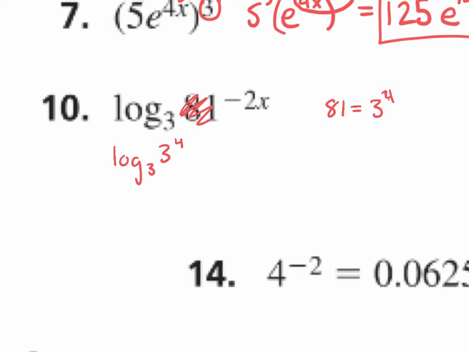And what do we do with that negative 2x there? How do we combine them? Can we simplify that? Multiply them. So log base 3 of 3 to the negative 8x power. Can we simplify this more? Does anything cancel? Yeah. So the log base 3 of 3 cancels. And what are we left with? Negative 8x.